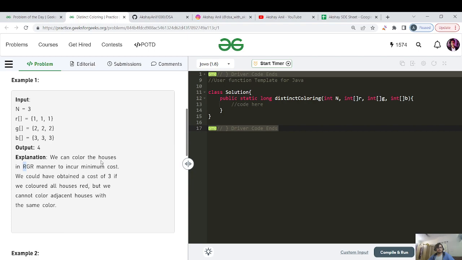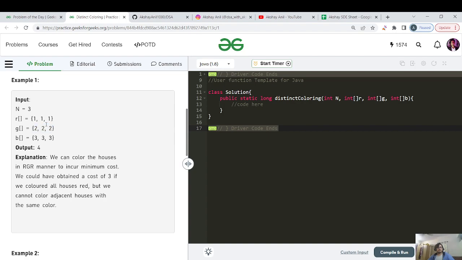To incur minimum cost, we could have obtained a cost of 3 if we colored all houses red, but we could not color adjacent houses with the same color. They are saying that if I had painted all three houses using the R array itself, it would have been 1 plus 1 plus 1, 3. But since two adjacent houses cannot have the same color, and as you can see the minimum cost to paint a house is given by the red color, they chose two houses, the first one and third one from the R array, and the second one with the second minimum cost that is given by the G array.